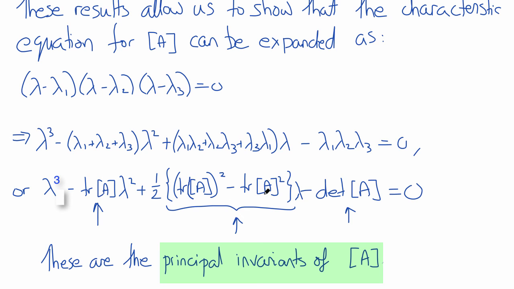Let's just review this. This is the characteristic equation expanded in terms of coefficients of lambda squared. So the characteristic equation will be lambda cubed minus the trace of A times lambda squared plus 1/2 of the trace of A all squared minus the trace of A squared times lambda minus the determinant of A. So these coefficients, trace A, this expression, and determinant of A, are called the principal invariants of A.